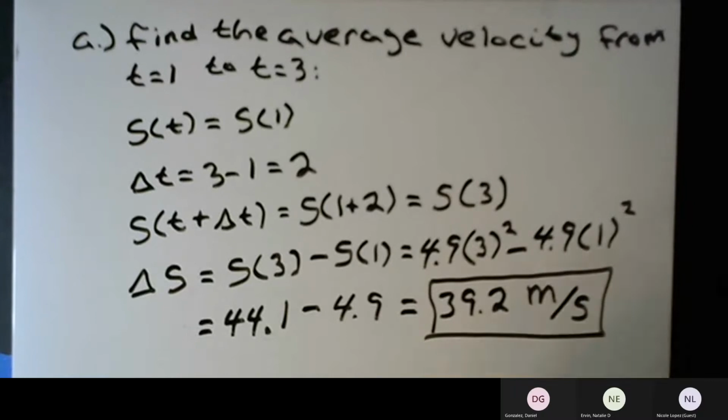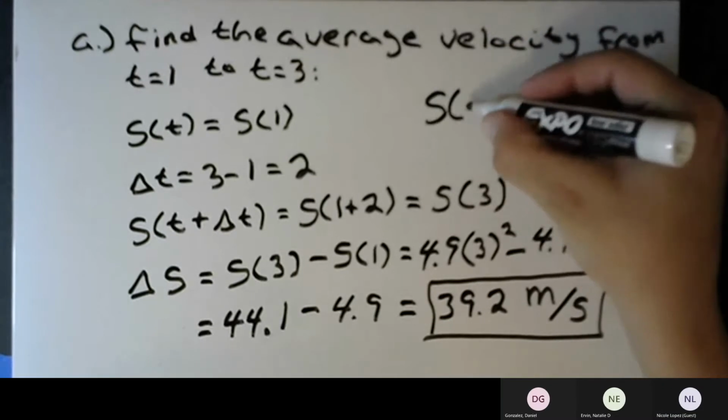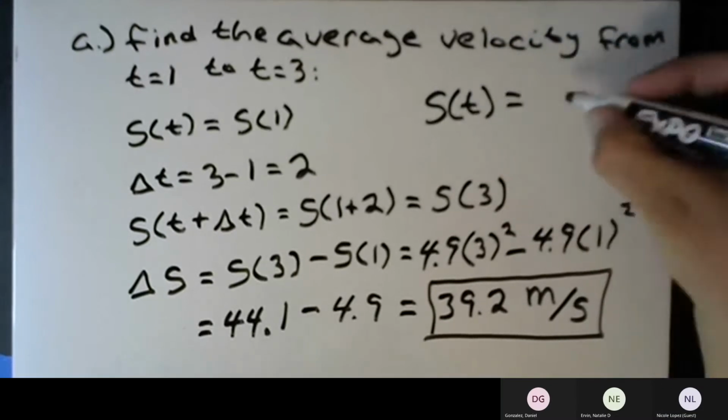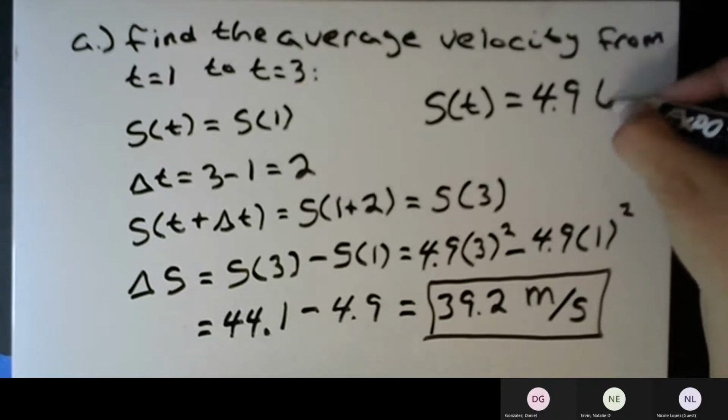Any questions about that? Yes. Where did the 4.9 come from? Oh, so the 4.9, that's part of the formula. The formula for how far the ball has fallen is 4.9 t squared.